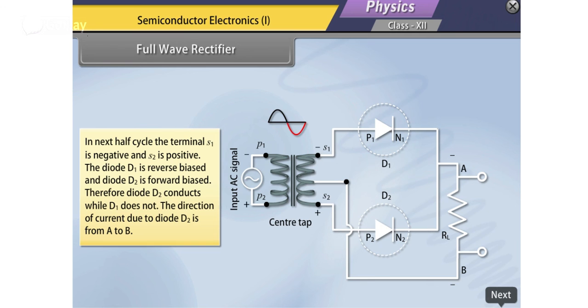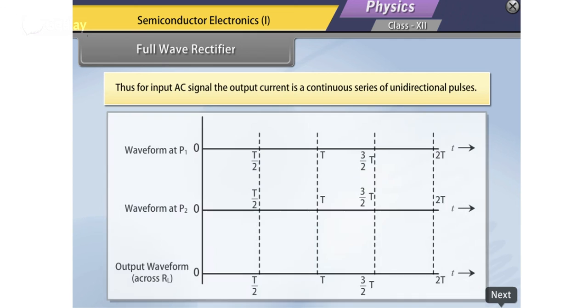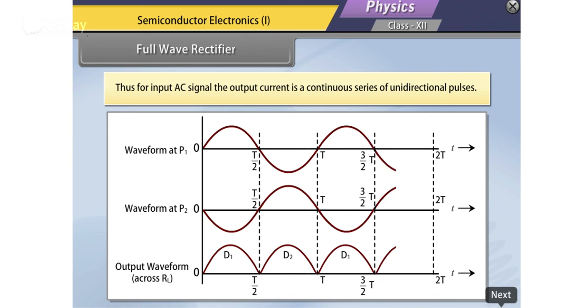In the next half cycle, the terminal S1 is negative and S2 is positive. The diode D1 is reverse biased and diode D2 is forward biased. Therefore, diode D2 conducts while D1 does not. The direction of current due to diode D2 is from A to B. Thus, for an input AC signal, the output current is a continuous series of unidirectional pulses.